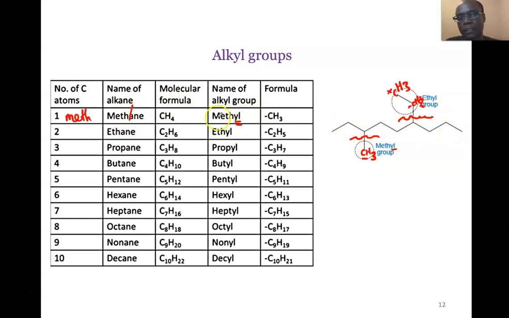So if you have 1 carbon on the substituent, it's called methyl. If it's 2 carbons, ethyl. If it's 3 carbons, propyl. If it's 4 carbons, butyl. If it's 5 carbons on the substituent, it's pentyl. If it's 6, it's hexyl, heptyl, octyl, nonyl, decyl.